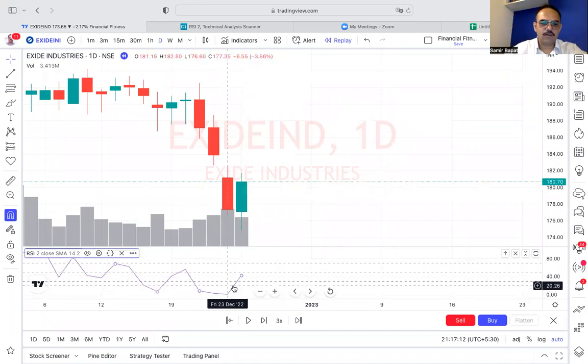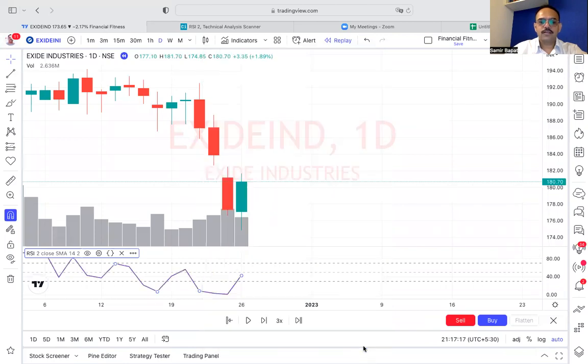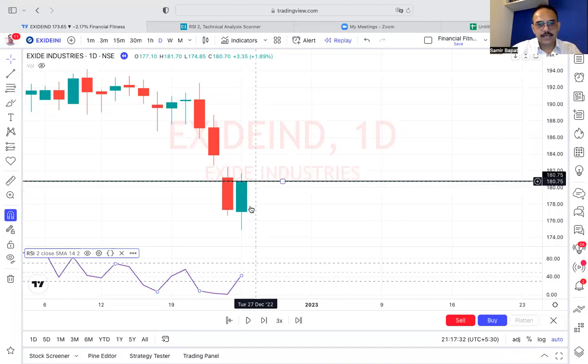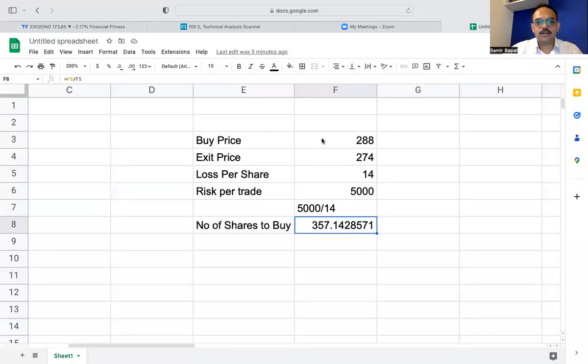I'll make it darker if you want. Okay. So RSI, it was here, it was less than 1. Next day it went above 5. I'll hide the volumes for now. So we enter at this closing here. We take a trade. This is our stop loss and exit. Let me see the prices. 180, 174. So let's put 180 and 174.